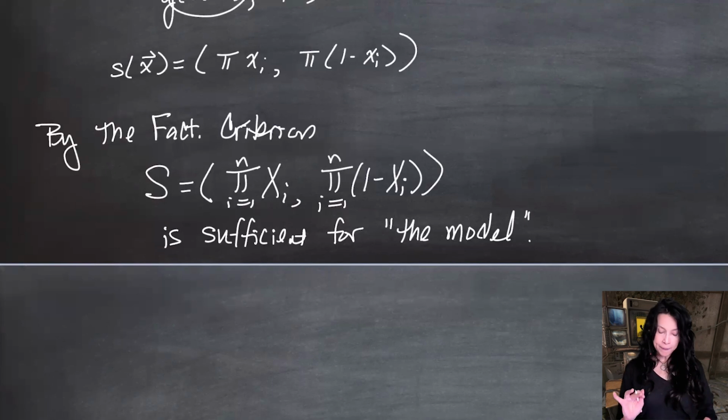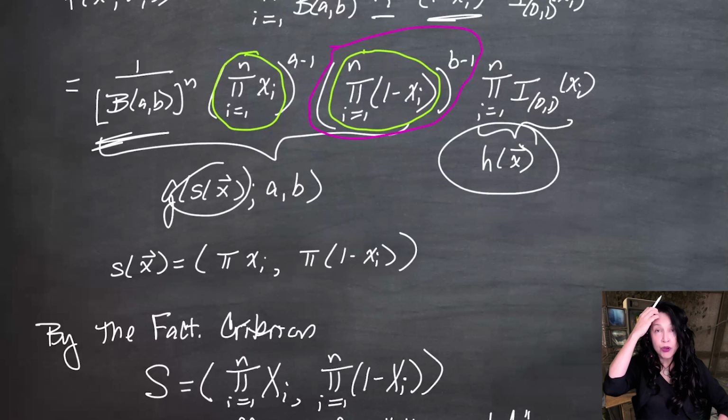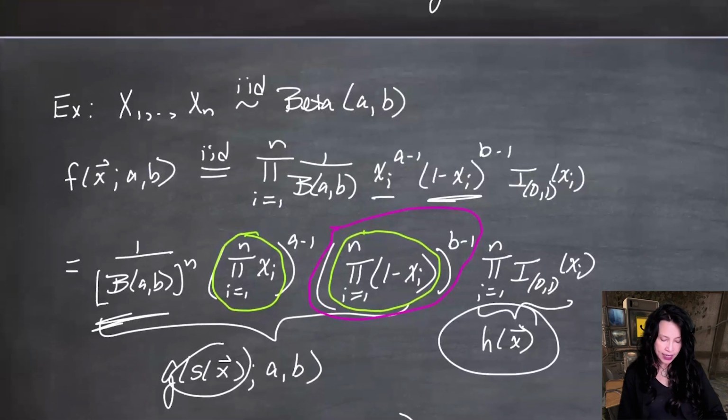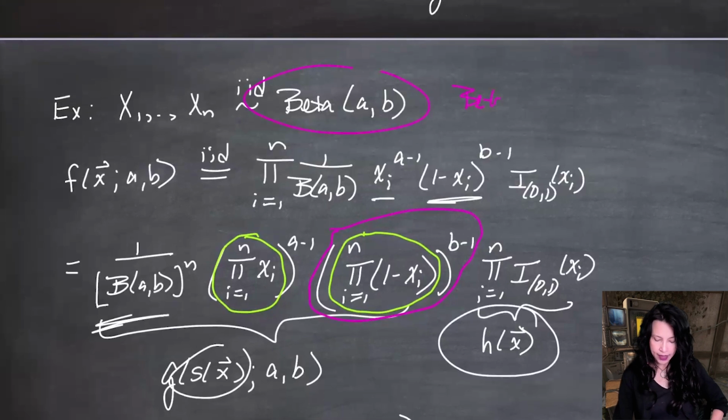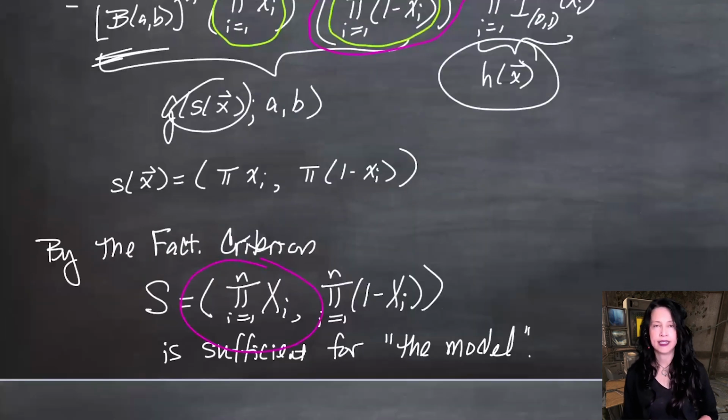If, for example, b was already known and we just had one unknown parameter a, then this part right here could move into part of your h of x function because it does not depend on any unknown parameters, which would only be a in that example. So if you only need to estimate a and someone already gave you b, like a beta(a, 3) distribution, then you're only going to end up with this as your sufficient statistic. But yes, generally, when you have to estimate two parameters, you're going to need two statistics. Maybe more, maybe less. Sometimes things cancel out, but generally, that's what you're looking for.